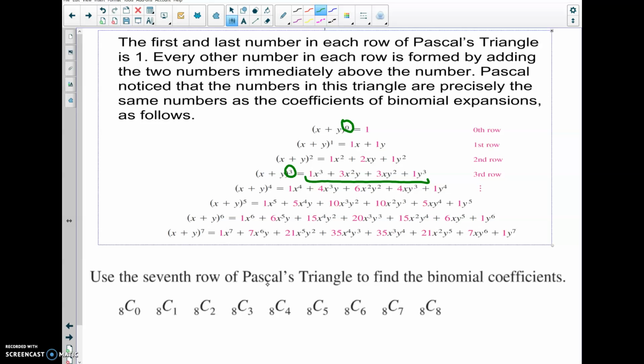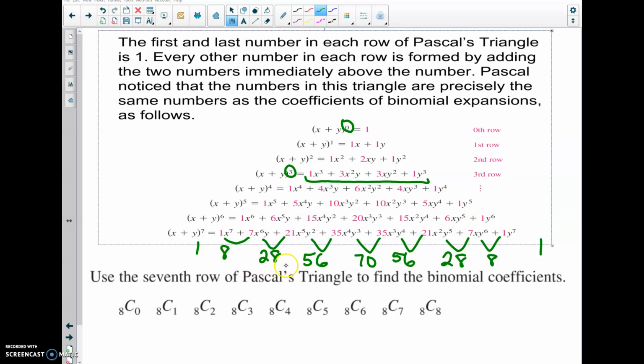Well, we're going to use the 7th row to help us. So it always starts out with 1, the first and last, and then we build. So 1 plus 7 is 8. 7 plus 21 is 28. So what I would like you to do is finish off and find the remaining coefficients of the x plus y to the 8th binomial expansion.